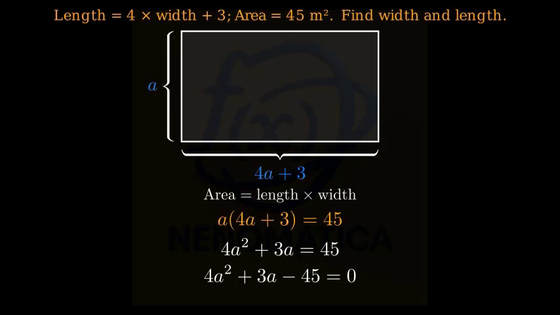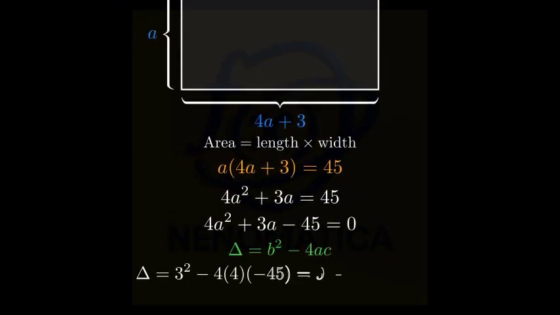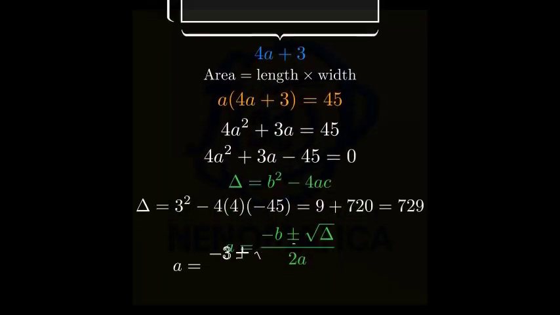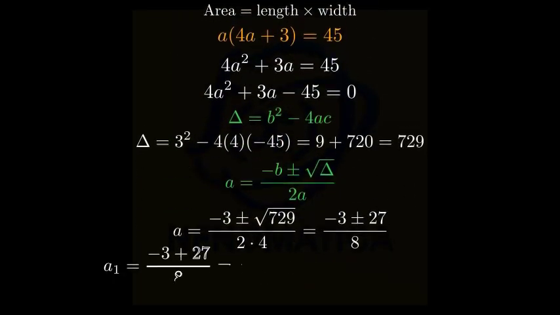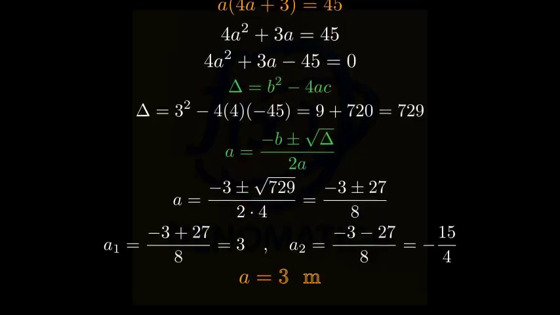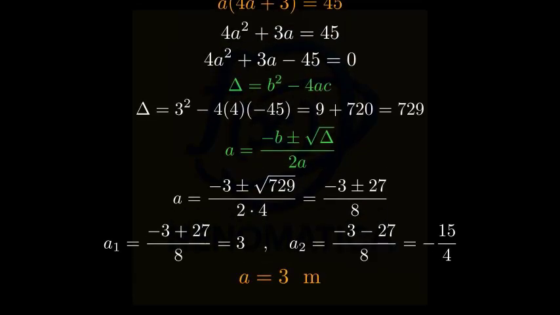We will solve the quadratic with the quadratic formula. First compute the discriminant delta equals b squared minus 4ac. Here the coefficient a is 4, b is 3, and c is negative 45. So delta equals 3 squared minus 4 times 4 times negative 45, which is 729. Apply the quadratic formula. a equals negative b plus or minus the square root of delta all over 2a. Substituting gives a equals negative 3 plus or minus 27 all over 8.